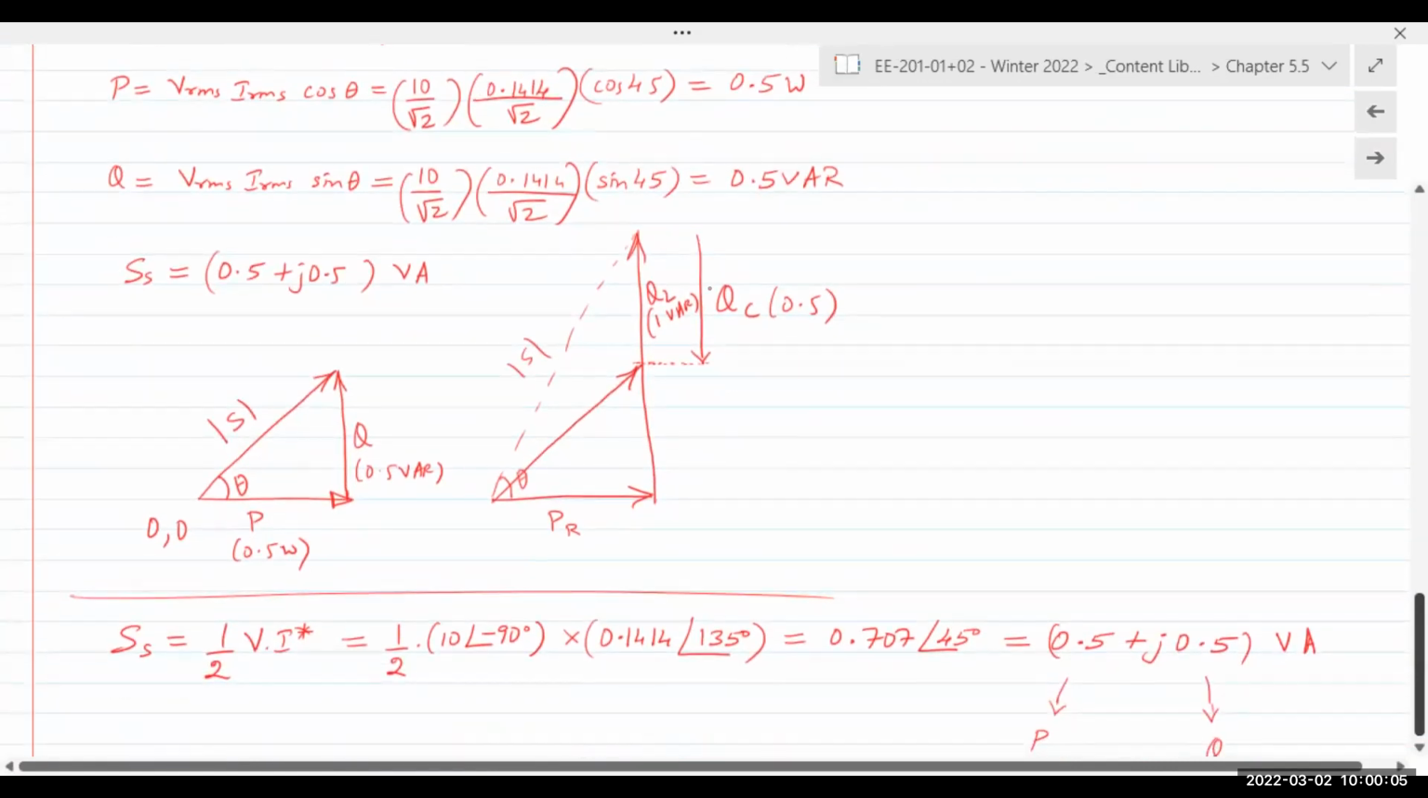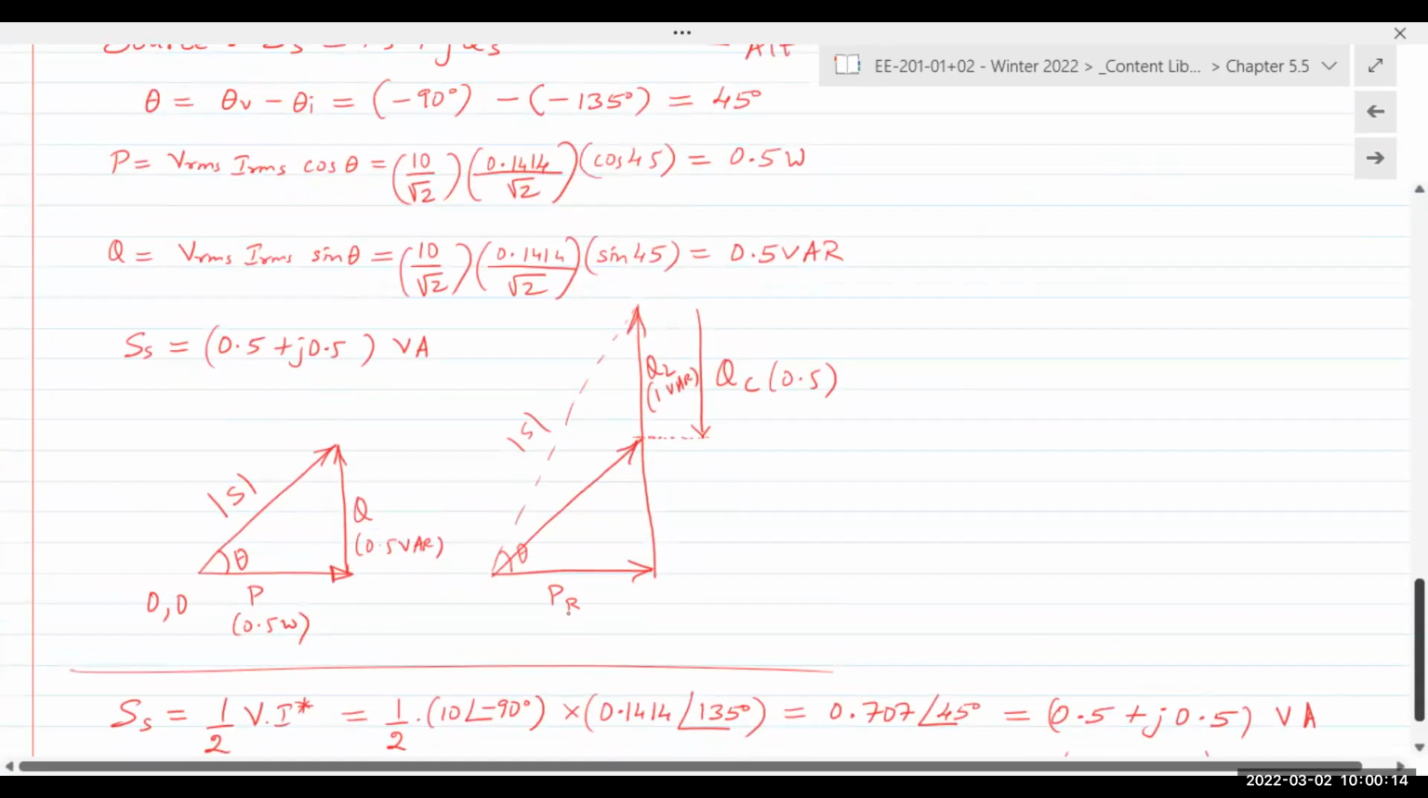Here is where I talk about QL. QL was 1 VAR, so it goes up by 1. P, of course, remains the same, 0.5 watts. QC is minus 0.5, so it comes down. So plus 1 and minus 0.5, and this comes out to be plus 0.5. And hence, my angle is now reduced. That's power factor correction. Make sense?